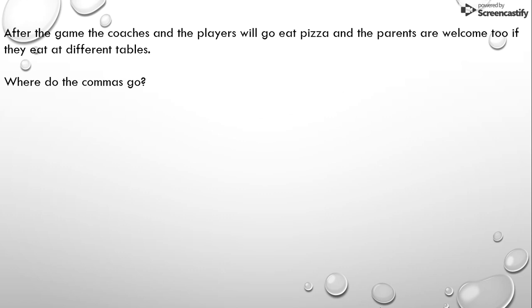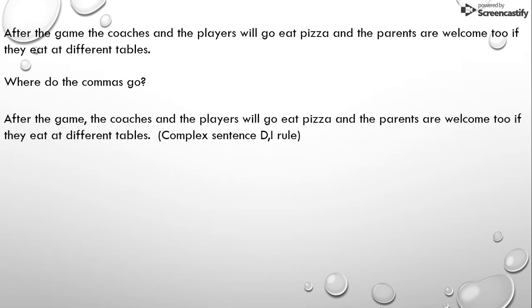All right, let's check and see if you did it correctly. The first comma you should put in this sentence comes between game and the. This is following my complex sentence rule that I have a comma in between the dependent and the independent clause when the dependent clause comes first. We call this our D comma I rule in that video. So if you put a comma between game and the, pat yourself on the back.